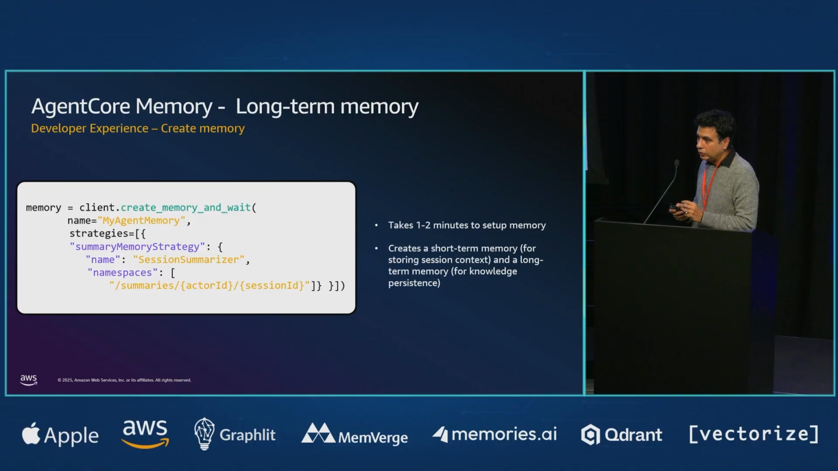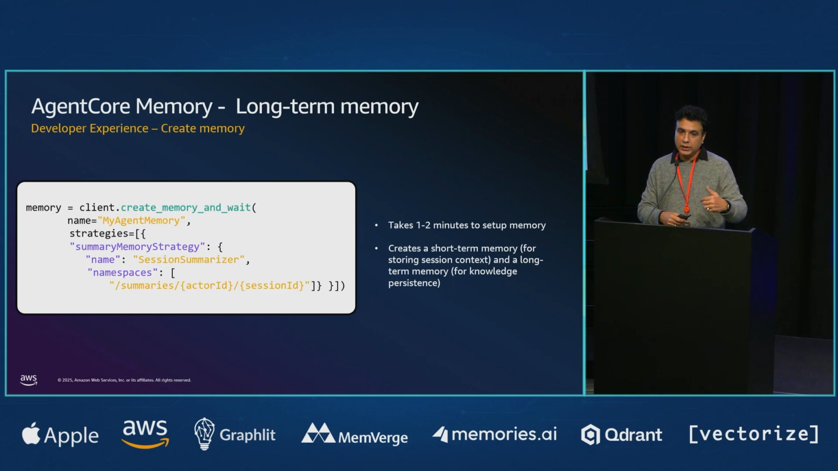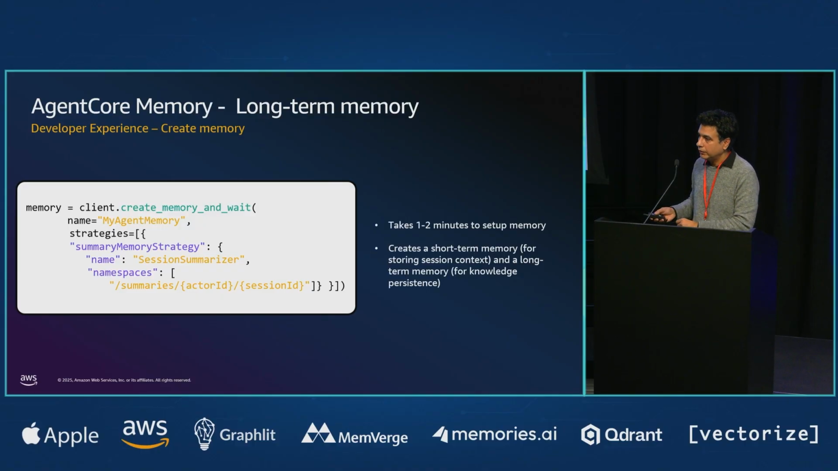One thing to note: when you create a long-term memory, it will automatically create the short-term memory. The short-term memory is already created because the long-term memory is only extracting records from the short-term memory. So it has to have that short-term memory for long-term memory to exist. That's why you can use the same API to create both of these.